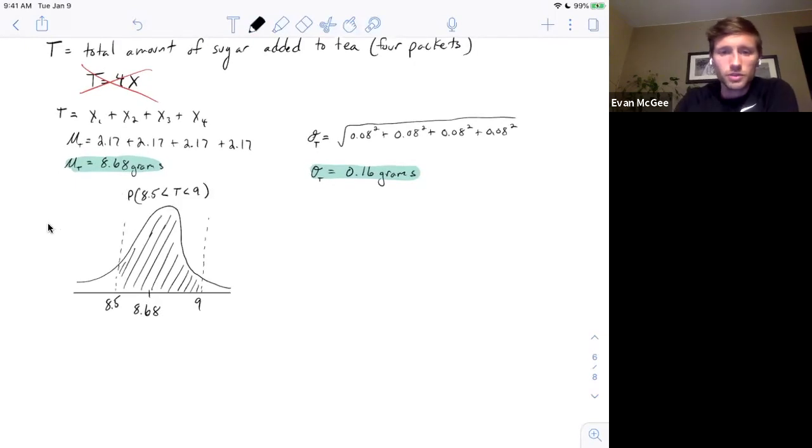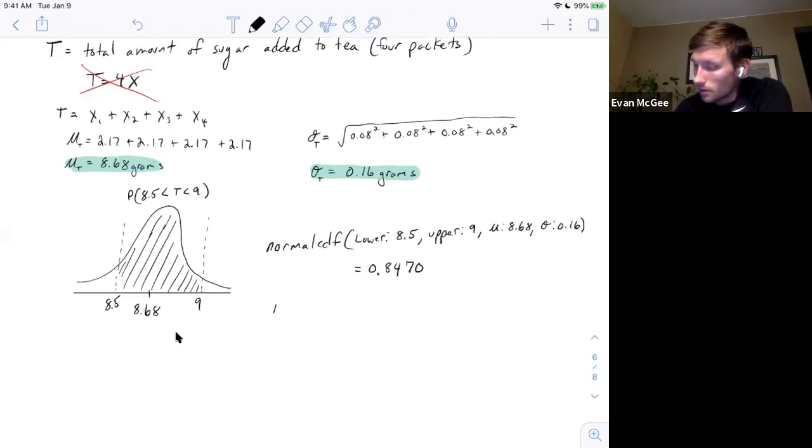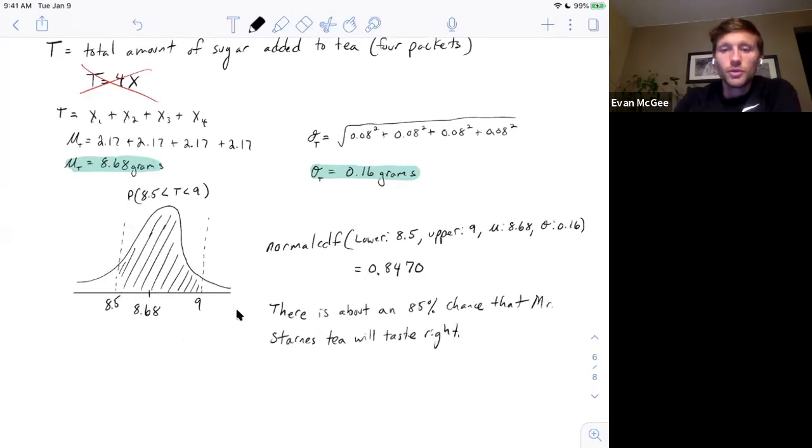And so this is the distribution of T, normal with a center of 8.68 and a standard deviation of 0.16 grams. So the probability of T, or roughly speaking, 4 packets, being between 8.5 and 9 is in this shaded region here. So we use our normal calculation statement to figure out the probability of the distribution being between 8.5 and 9. Just like normal, we'll do a normal calculation statement where the lower is 8.5, upper is 9, with the mean and standard deviation from the distribution. So there is about an 85% chance that Mr. Starnes' tea will taste right.